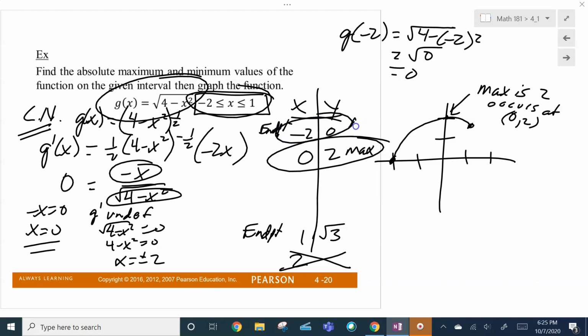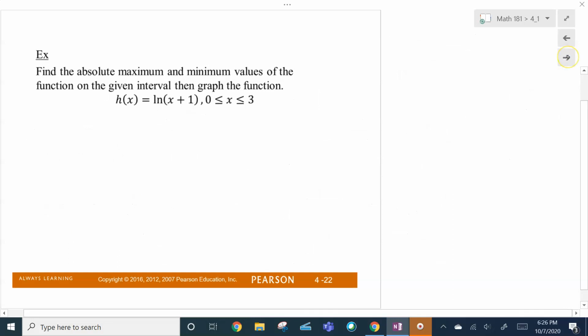Well, right here. Here's our min. Our min is the y value there, 0. It occurs at (-2, 0). So when you say the max is this and the min is that, it's the functional value, right? And then you can name where the location is.